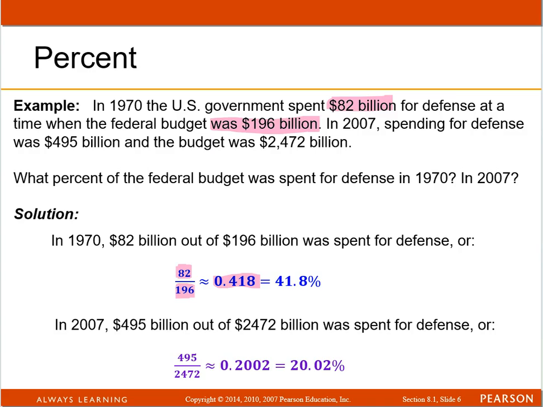But then don't forget, you're going to multiply by 100, and that's going to move your decimal 2 places to the right. So it'll land between the 1 and the 8. And then don't forget your percent sign. So in 1970, 41.8% of our federal budget was spent on defense. Now, fast forward to the year 2007.